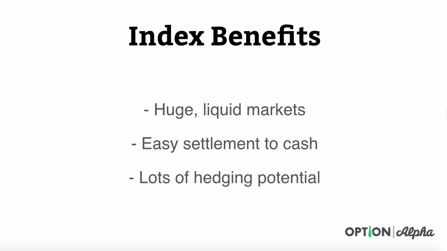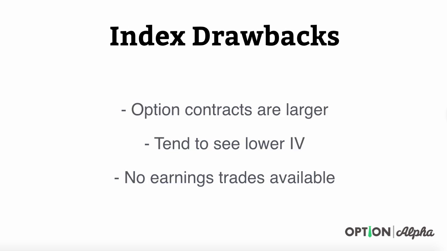The other major benefit is that it gives us a lot of hedging potential, right? We often will use in our own portfolio the SPY or SPX as a hedge against some of our other positions. So if we get a little bit too overbalanced in one area or another, a little bit too bullish or too bearish, we'll come in and use one of the major indexes as a way to hedge some of our positions because it's very liquid. Again, easy to get in and out of, and it's settled to cash. Some of the major index drawbacks are that option contracts are just larger in value.